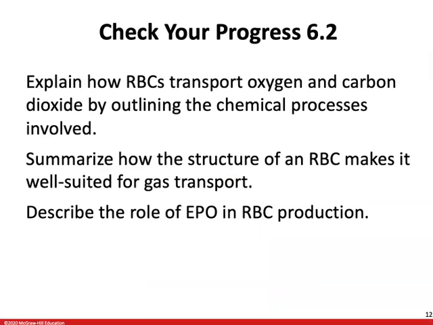All right, so just to review this section, you should be able to explain how red blood cells transport oxygen and carbon dioxide by outlining the chemical processes involved. Really, I just want you to focus on the structure of a red blood cell, how that makes it well suited for gas transport. We did not spend a whole lot of time on hemoglobin structure, and I'm not going to ask you for that information. I just want you to focus on that biconcave disc, focus on the fact that red blood cells do contain hemoglobin, which is going to be our oxygen carrier.